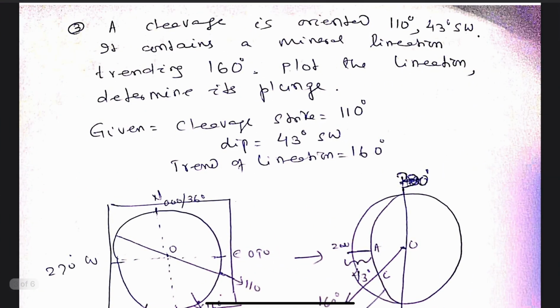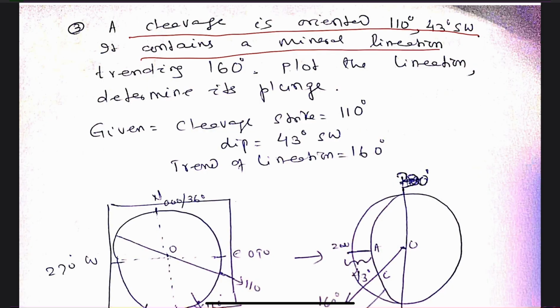Next, we will go to find out another problem, that is a cleavage is oriented 110 degree 43 degree southwest. It contains a mineral lineation tending 160 degree. Plot the lineation and determine its plunge.